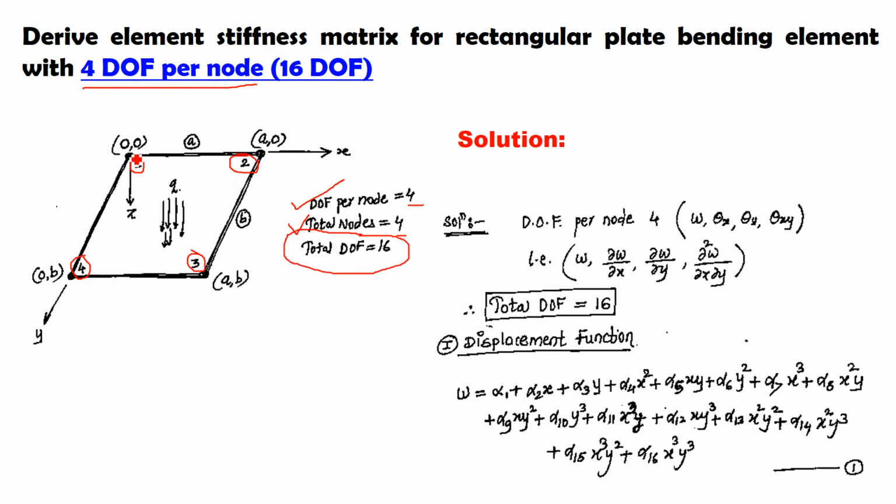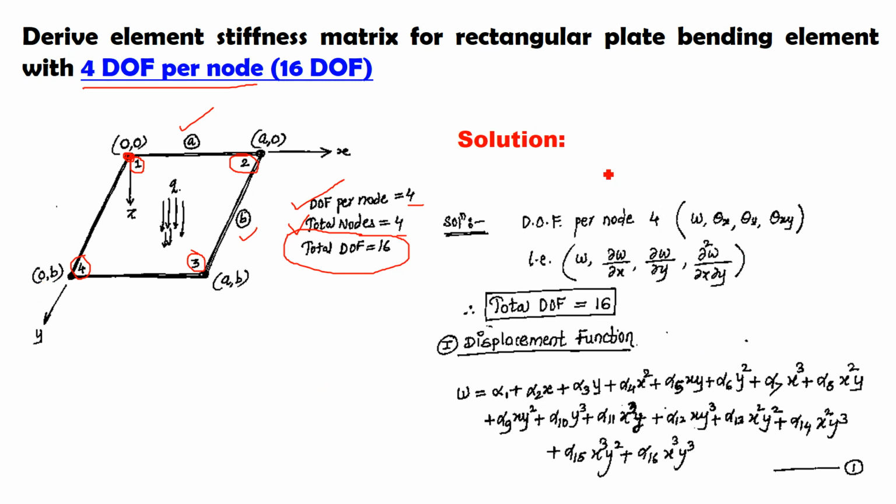The origin of the element is considered at node number 1. The size of the element is A by B. So coordinates of node number 1 are 0, 0. Node number 2 is A, 0. Node number 3 is A, B and node number 4 is 0, B.